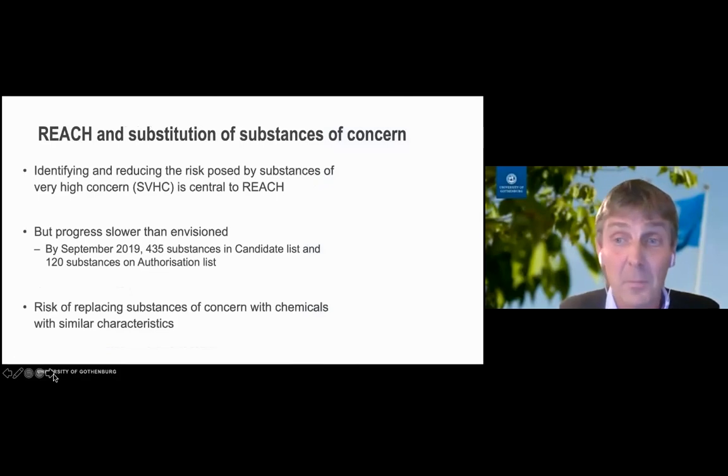So a few slides on the background. This is hardly necessary. I could just say that, of course, identifying and reducing the risk posed by substances of very high concern is very central to REACH. But progress has been slower than envisioned. By September 2019, I think, 435 substances were on the candidate list and 120 substances on the authorization list. This was far below the 1,500 substances that were envisioned to be identified when REACH was launched in 2006.